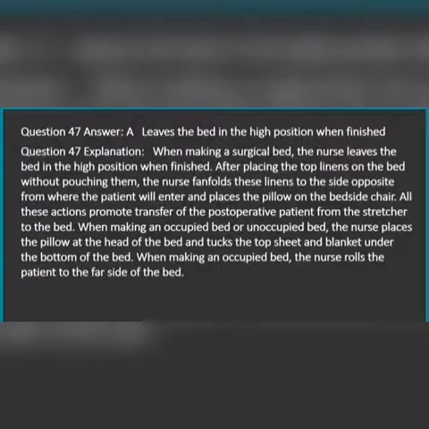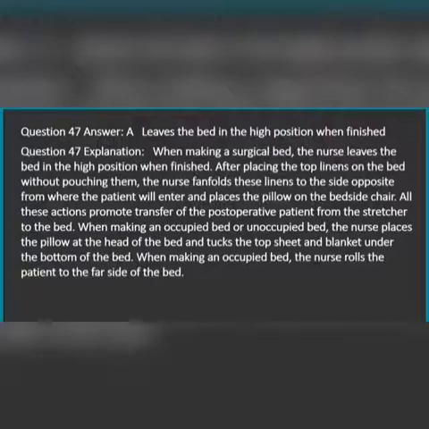Question 47. Explanation: when making a surgical bed, the nurse leaves the bed in the high position when finished. After placing the top linens on the bed without pouching them, the nurse fan folds these linens to the side opposite from where the patient will enter and places the pillow on the bedside chair. All these actions promote transfer of the postoperative patient from the stretcher to the bed.